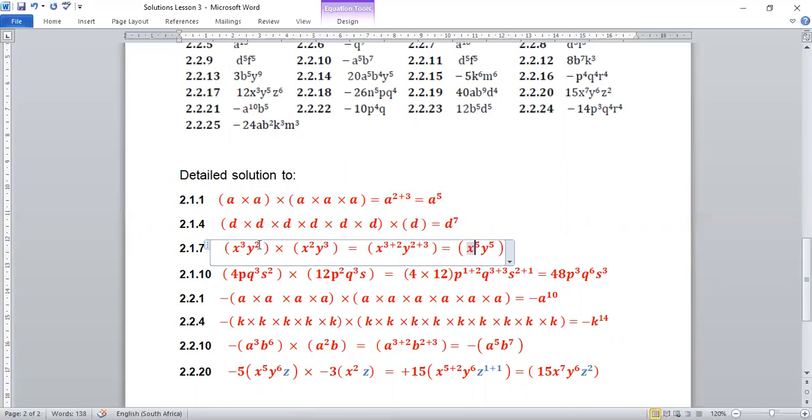Then you move on to the y. Again, the base y, you write down as is over here. And then you add the exponent of y, which is 2. You add it to 3. You also get 5. So the final solution to this question is x exponent 5, y exponent 5.